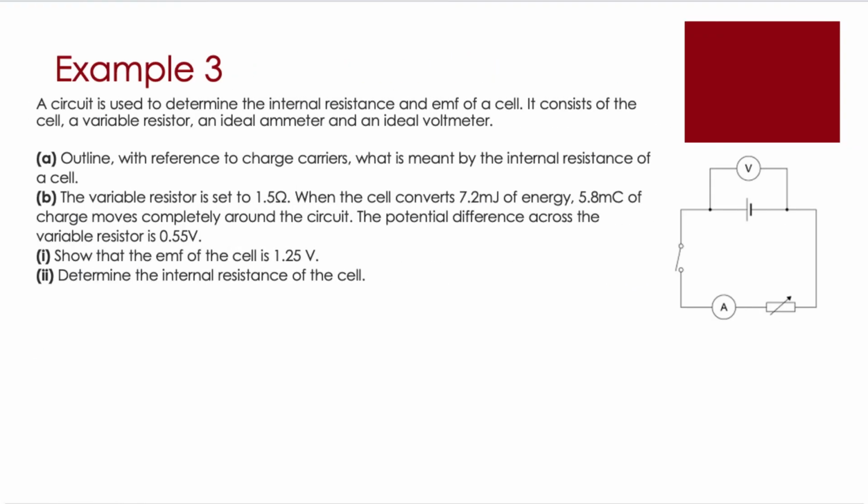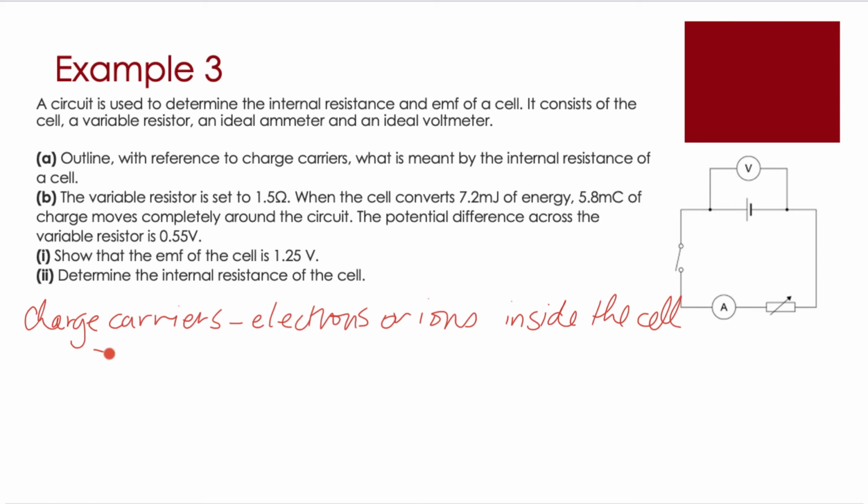Outline with reference to charge carriers what's meant by the internal resistance of a cell. So first, what we mean by charge carriers would be either electrons or ions inside the cell. And where current flows, they have to move through the cell. Because we have a real cell, that means they're not perfect, and energy is going to be dissipated as this happens.